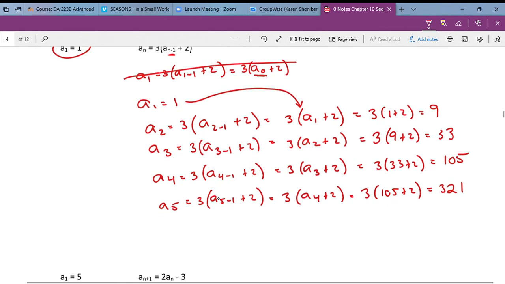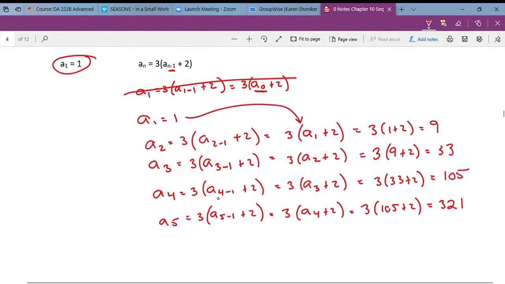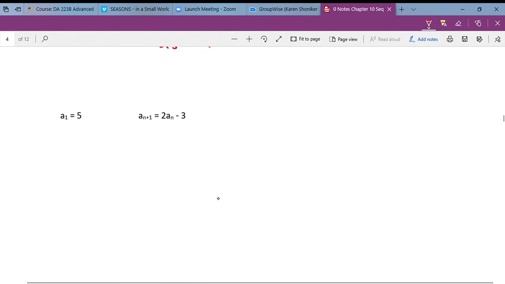Another way of writing this is, instead of a term being based on the term before with an n and an n minus 1, it can show it like this one. And so it can say, okay, the next term in the sequence is dependent upon the previous term. And instead of doing an n and an n minus 1, they do an n plus 1 and an n.